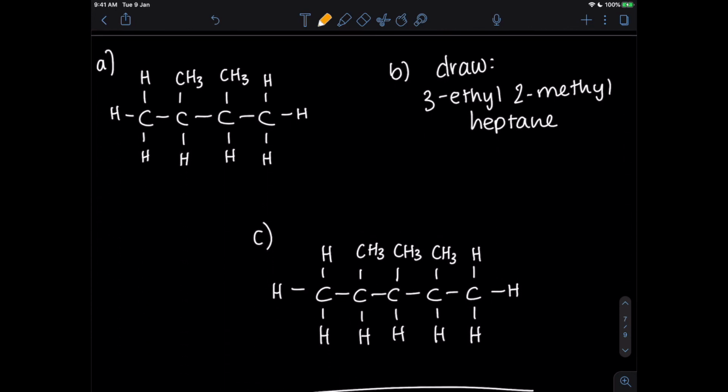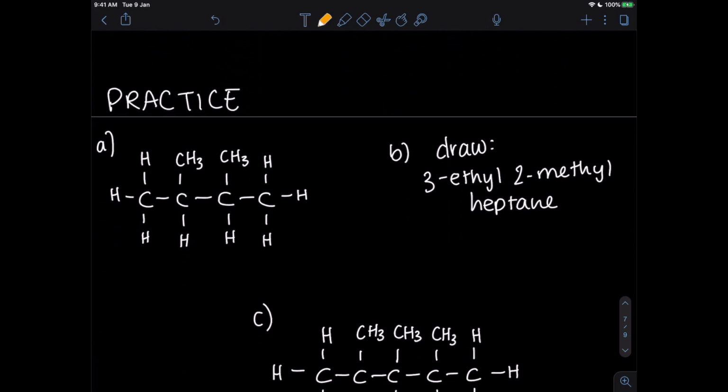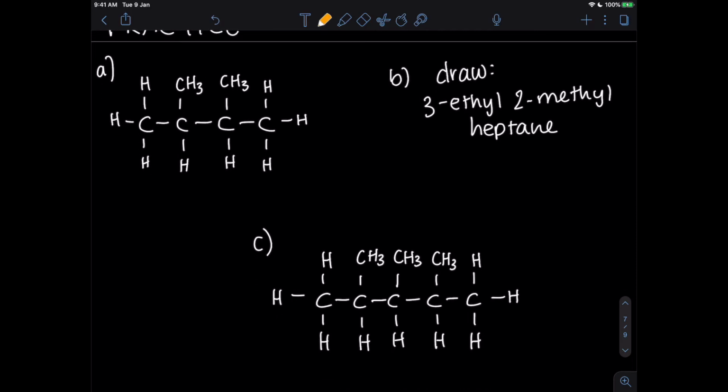So here, I have some practice again for you. I've got 2 molecules for you to name and 1 molecule for you to draw. So to give you a hint, this one here is 3-ethyl, 4-methyl heptane. And here, I want you to draw me 3-ethyl, 2-methyl heptane. I'm just going to use my brain real quick. Yes, that should work. That is, I think, correct. So A and C, I want you to name, and B, I'd like you to draw. Pause the video, come back, and then we'll see how we did.